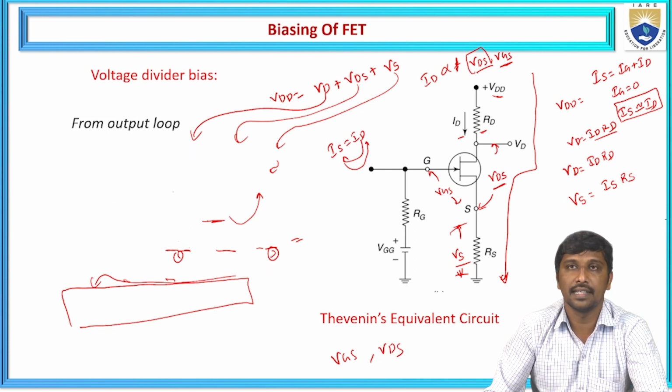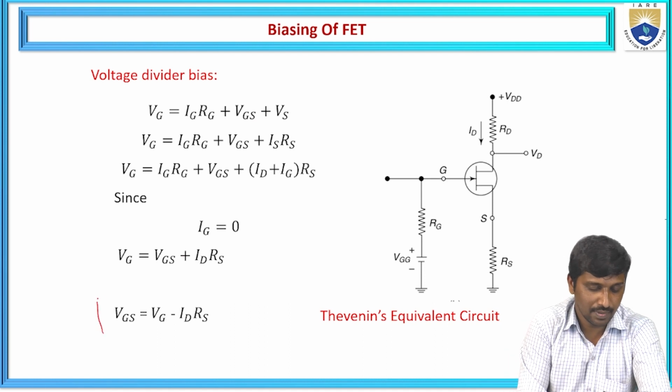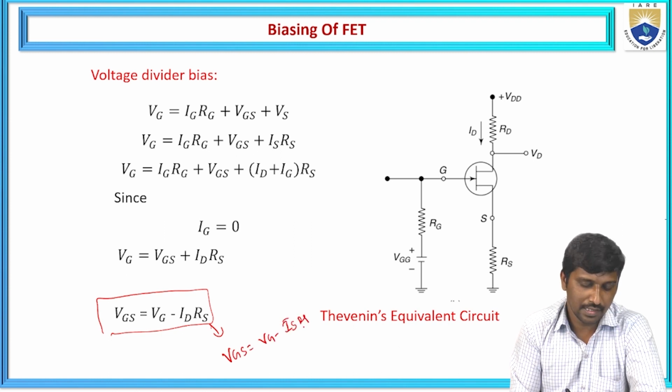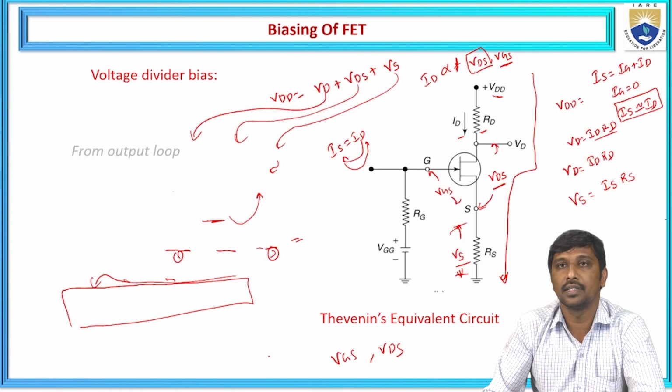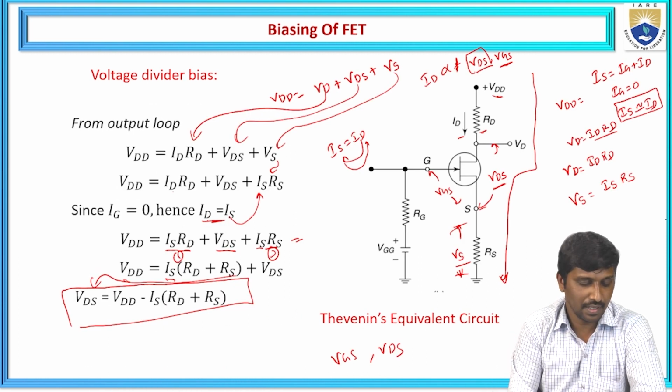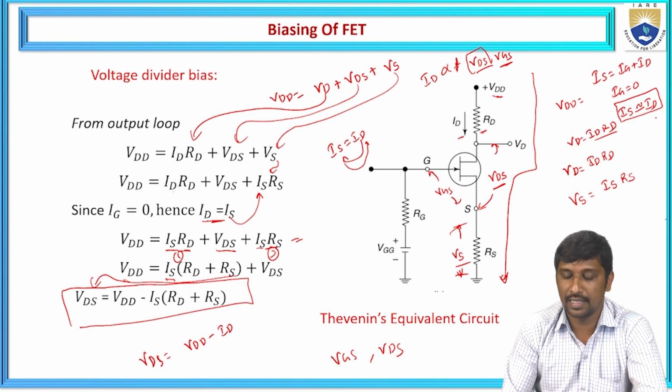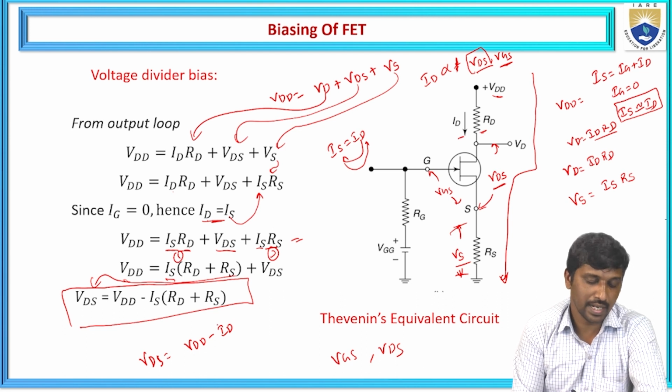If you observe VGS, it is represented as VG minus ID times RS. Otherwise, you can also write VGS is equal to VG minus IS into RS. Another one, the VDS parameter, is VDD minus IS into RD plus RS. Or otherwise, you can write VDS is equal to VDD minus ID times RD plus RS, because IS is also approximately equal to the drain current.